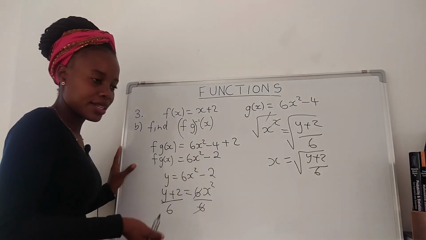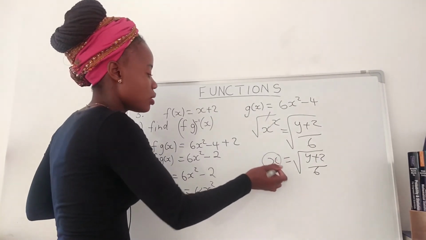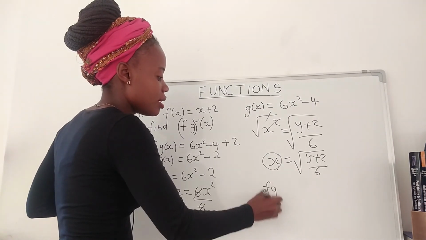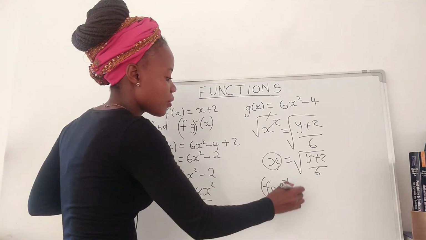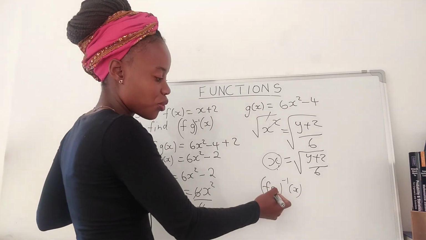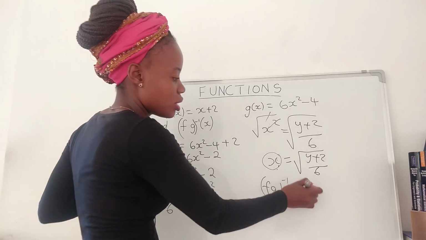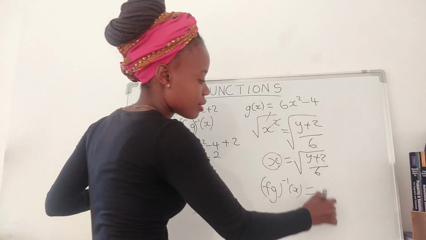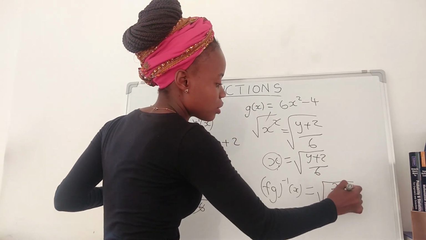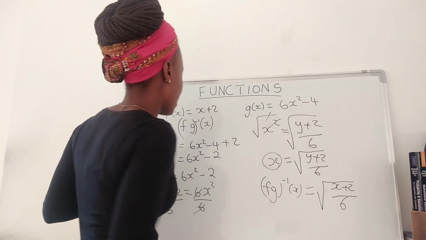We're supposed to find the inverse. So where you see x, you substitute with the inverse of f of g, which is equal to, this is x, the square root of (x plus 2) all over 6.